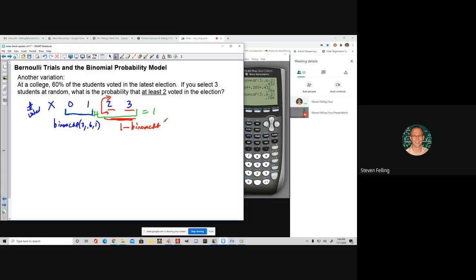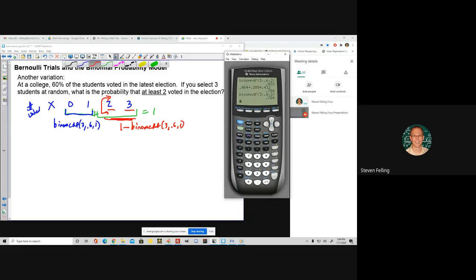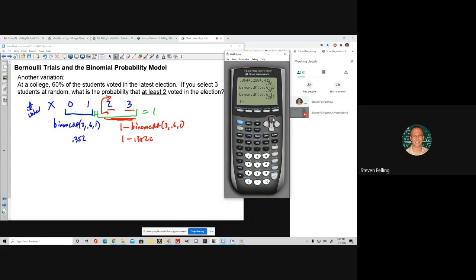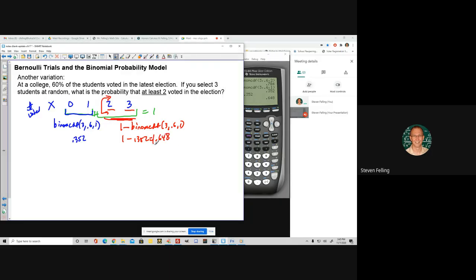Binomial CDF, 3, 0.6, 1. So what I could do is I could run my binomial CDF function and say, okay, 3, 0.6, up to and including 1, that gives me 0 and 1 case added together, right? That's 0.352. And that means that the probability I'm after over here would be 1 minus 0.352, right? Which is the other 64.8%. So very flexible model here.